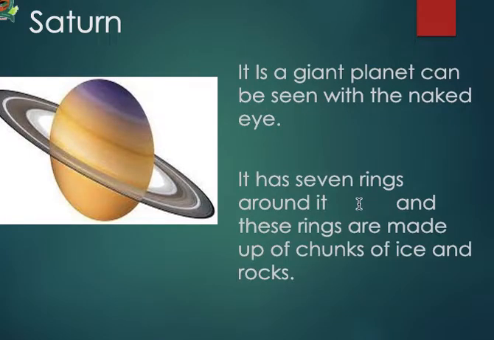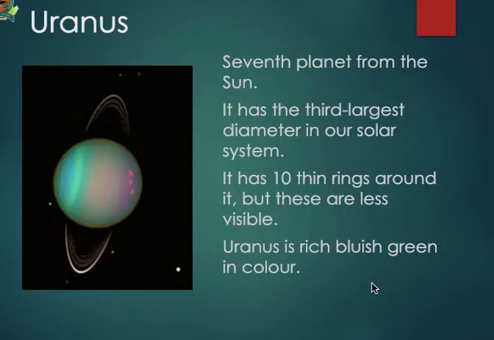Saturn, it is a gigantic planet seen by the naked eye. It has 7 rings around it, and these rings are made up of big chunks of ice and rocks. Uranus, as the 7th planet of the solar system, has the 3rd largest diameter of our solar system. It has 10 thin rings around it.